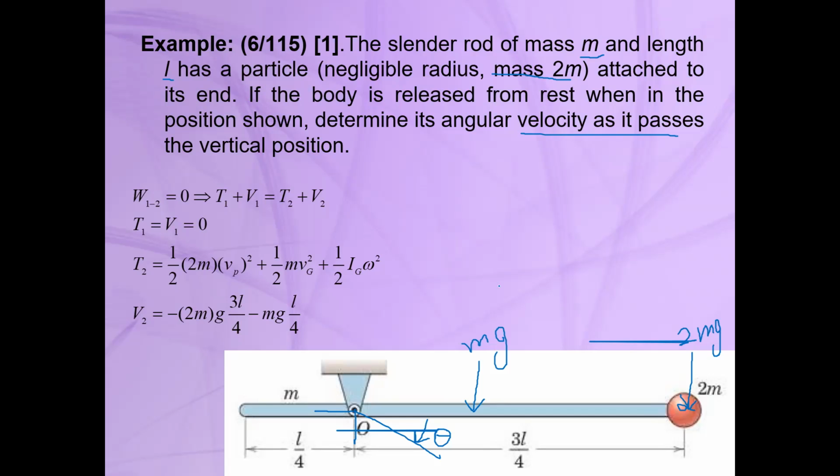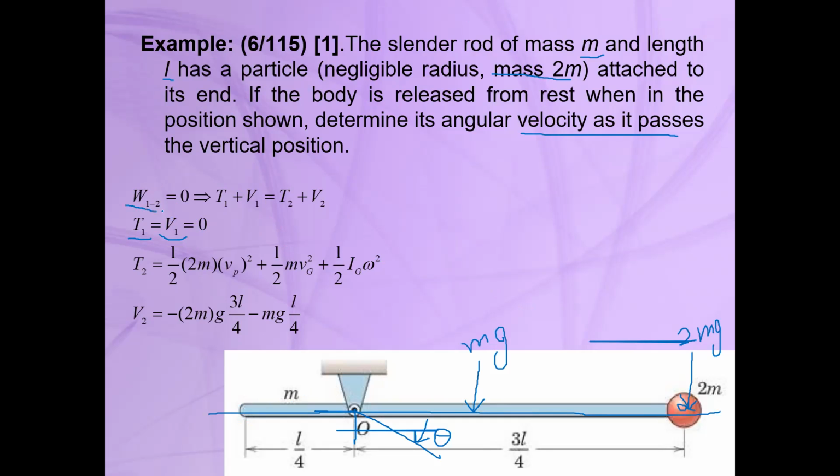Here the initial velocity is 0, so T1, the kinetic energy at the initial position, is 0. We can assume that the datum level is the initial level. At this level, the gravity potential energy is 0 and there is no spring, so V is equal to 0.